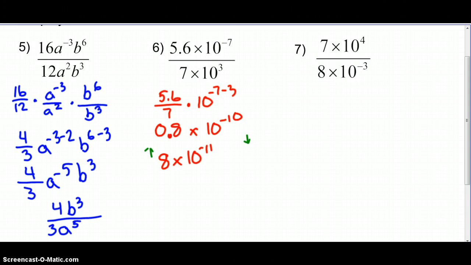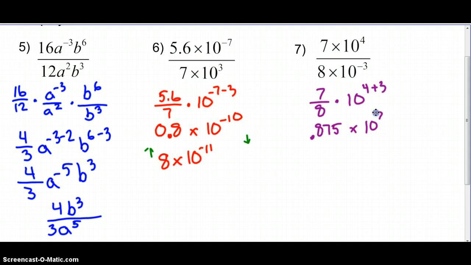All right. Very similar question on number 7. I'm going to again treat this as two separate problems. 7 divided by 8 times 10 to the, and we'll go 4 minus negative 3, which I can just write as plus 3. Now you might need your calculators for this, but 7/8 is 0.875. And to get it into scientific notation, we'll write it like this.